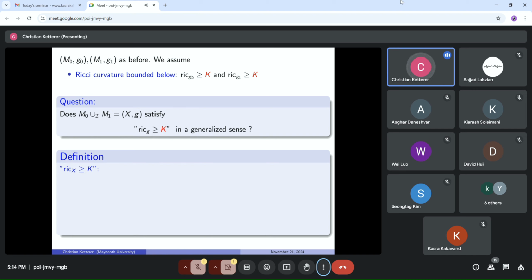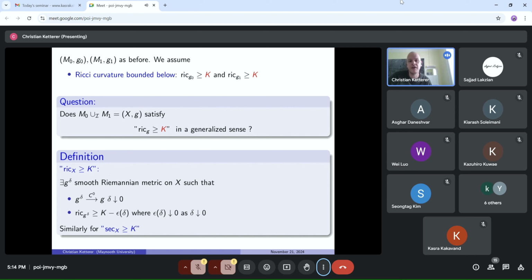Okay, and one way how we could do that is, we define Ricci curvature bounded from below for the glued space as follows. We say that there exists a family of smooth Riemannian metrics g_delta on X, such that the family g_delta converges in C0 sense to the metric g, that is the gluing metric, when delta goes to 0. And moreover, the Ricci curvature of this metric g_delta is bounded from below by K minus epsilon, where epsilon goes to 0 and delta goes to 0. So this is, let's say, an ad hoc way how you can make sense of lower Ricci curvature bounds for glued spaces. And similarly, we can also define lower sectional curvature bounds if we want to.